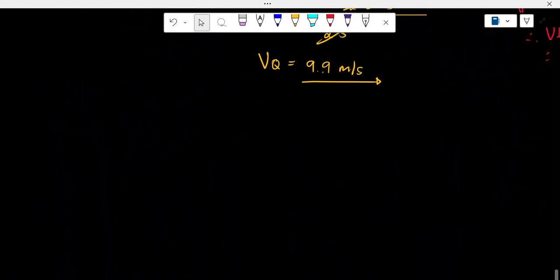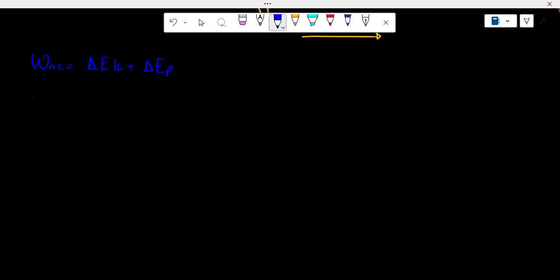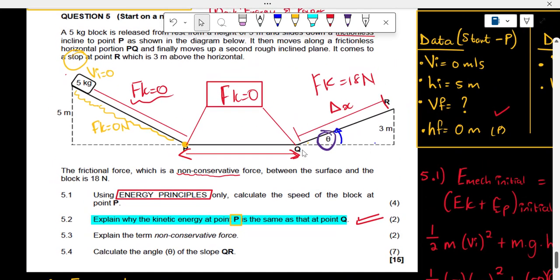So I can then say now that the work done by a non-conservative force is equivalent to the change in the kinetic energy plus the change in the potential energy. So in this case, this is then going to be what? How many forces are acting on this object from Q to R? Remember, that's only the frictional force. Is frictional force a non-conservative force?